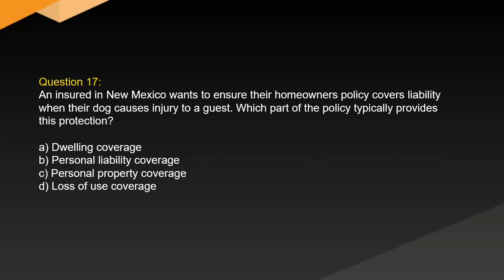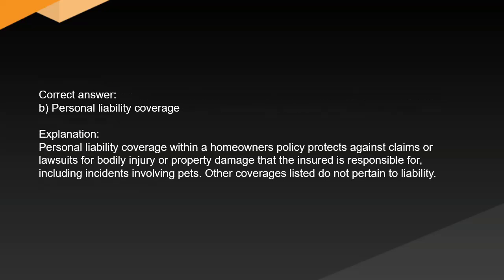Question 17. An insured in New Mexico wants to ensure their homeowner's policy covers liability when their dog causes injury to a guest. Which part of the policy typically provides this protection? A. Dwelling coverage. B. Personal liability coverage. C. Personal property coverage. D. Loss of use coverage.